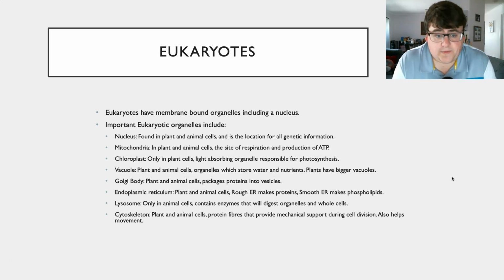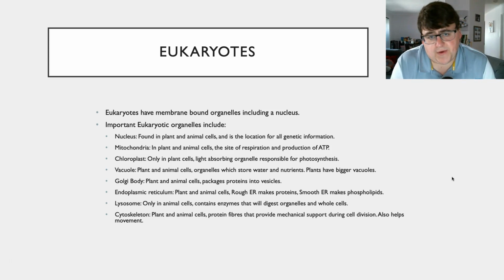They have mitochondria. Mitochondria is, again, in plant and animal cells. And mitochondria is the site of respiration and the production of ATP, so adenosine triphosphate, basically our energy currency. Chloroplasts are only found in plant cells, and they're a light-absorbing organelle that is responsible for photosynthesis. Vacuoles are actually found in plant and animal cells.